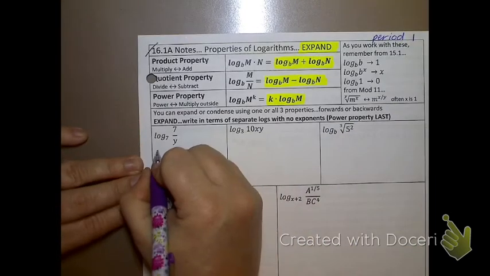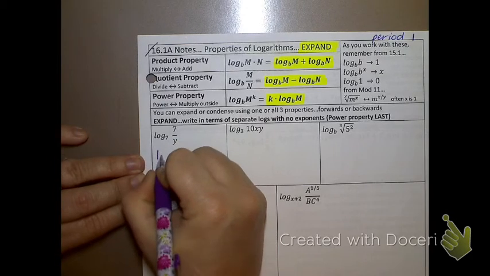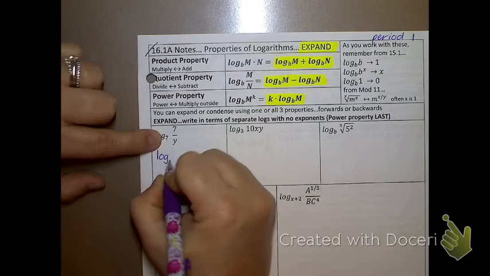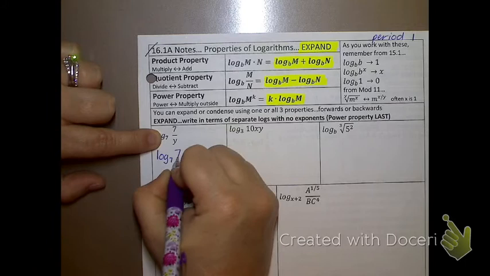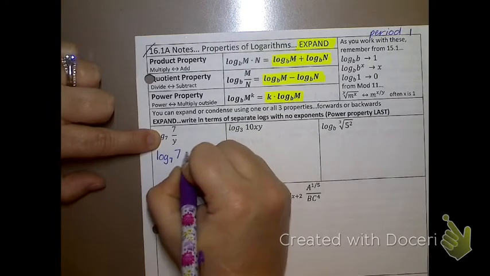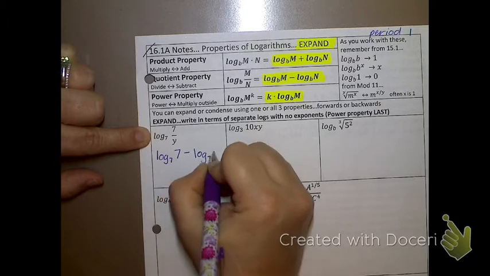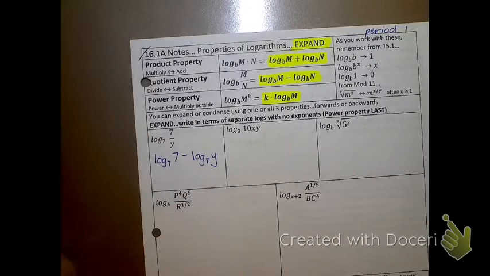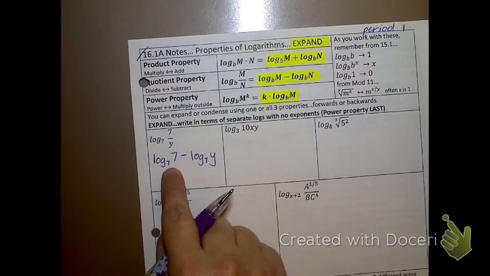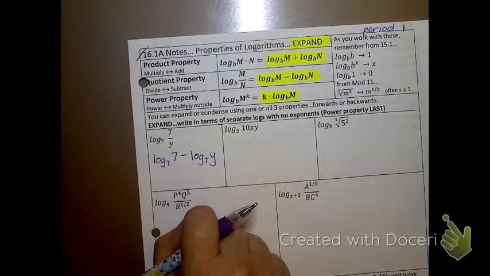So this would be expanded to become log base 7 of 7 minus log base 7 of y. Keeping the base the same, I have the log of the top minus the log of the bottom. Pretty simple, right? Not quite done here, though.